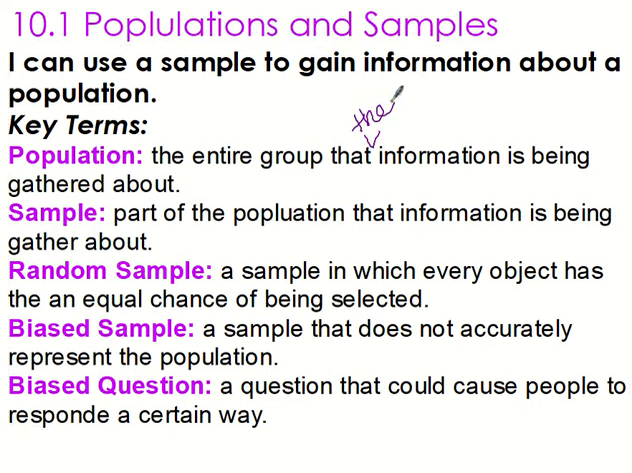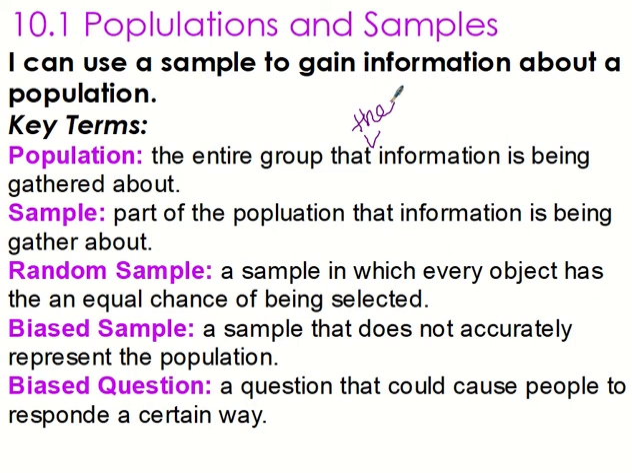So if I want to know something about 7th graders at our school, my population is the 7th graders at my school. If I want to know about men ages 50 to 60, it'd be every man in Reno, Nevada, ages 50 to 60. That'd be my population. The whole entire group I'm trying to gather information about.